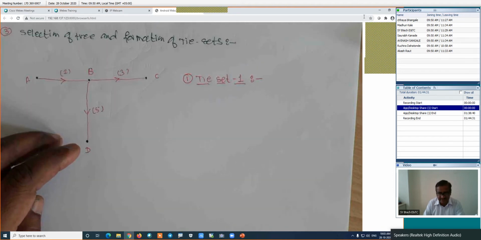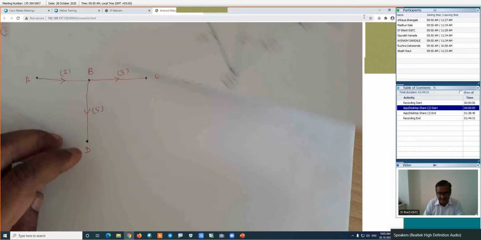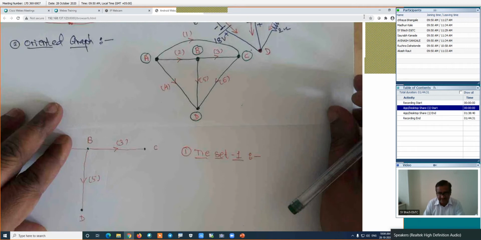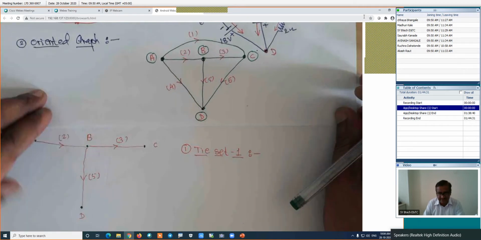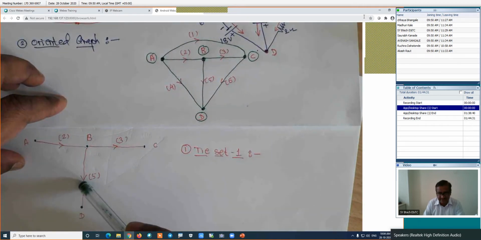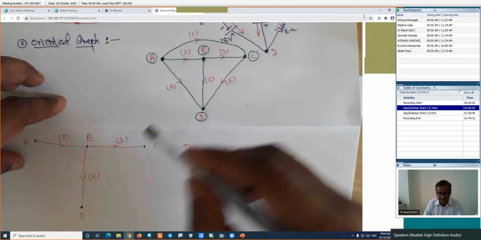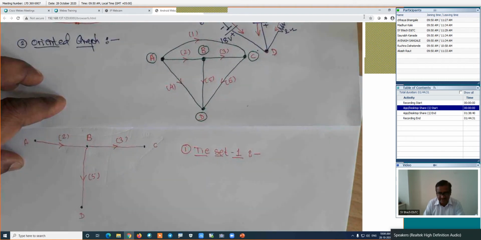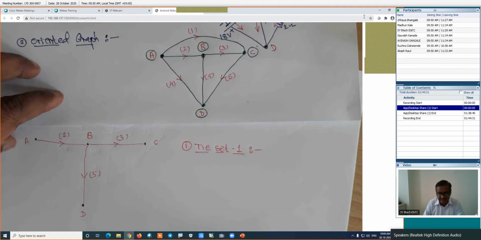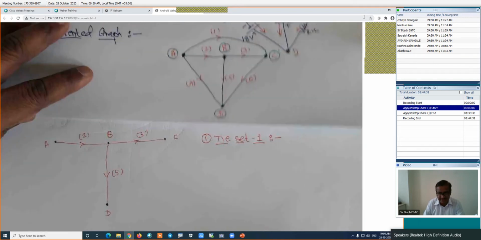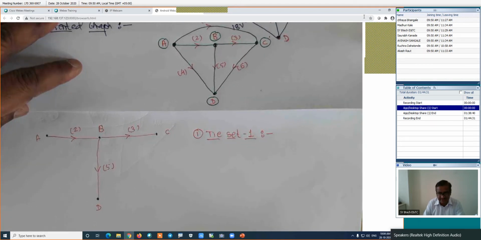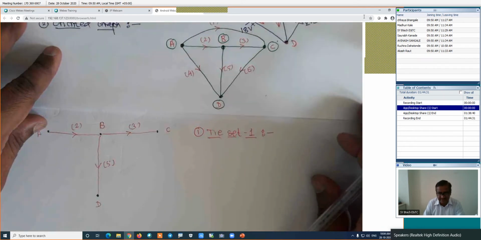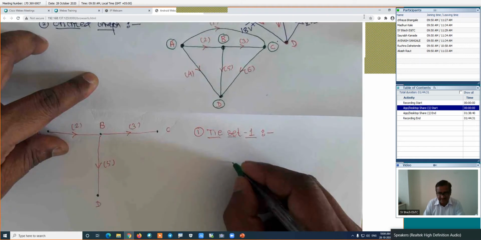In this particular figure, this is the tree which we have selected. If I put the branch number 4 here, then it will form the closed path, that is nothing but our Triset number 1. Formation of a closed path is nothing but the Triset if we are putting one cotree branch at a time. First I will prepare the Triset number 1.